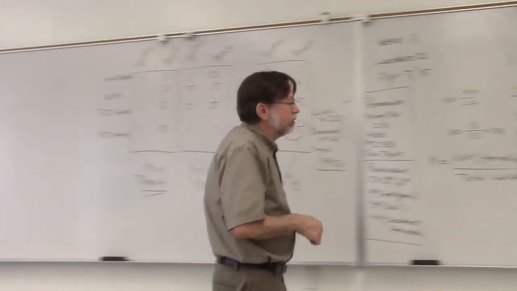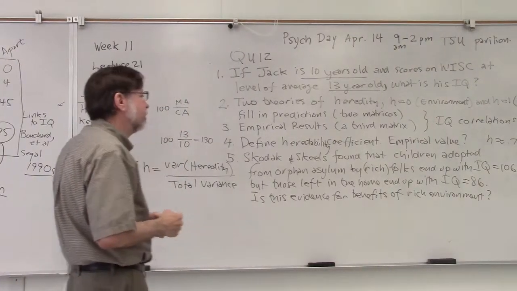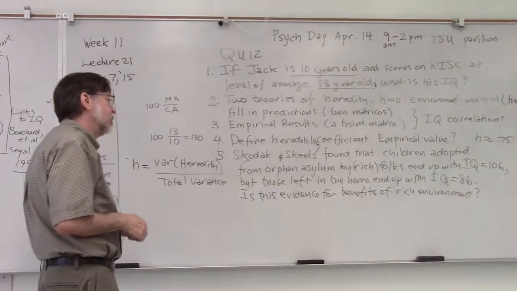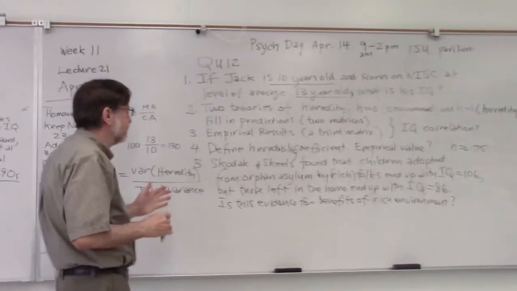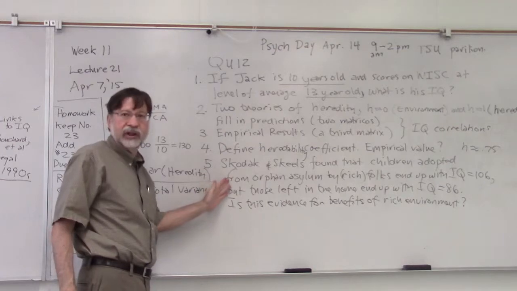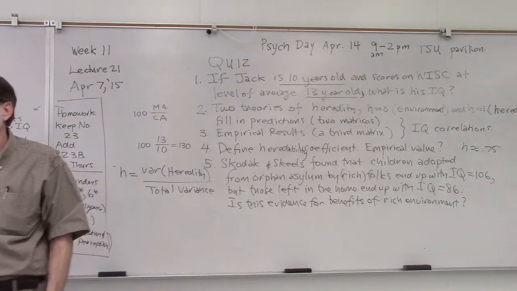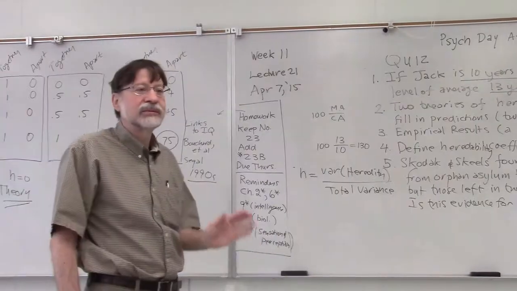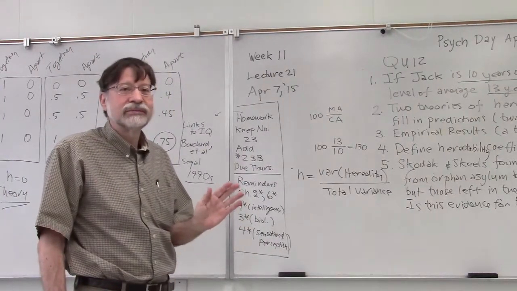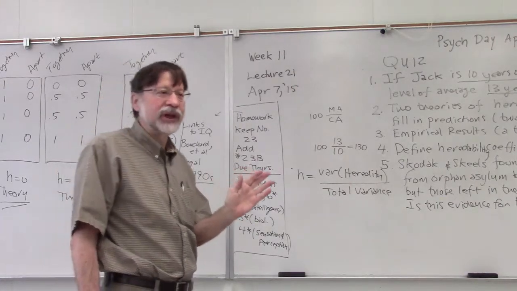Skodak and Skeels found that the children adopted from the orphan asylum end up with a higher IQ than those left in the asylum. What kind of data, what sort of a study is this? What kind of relationship is this? Let me see this, going back to the first part of the course. Is this an experiment? No, it's correlational, right? Who gets adopted from an adoption agency?